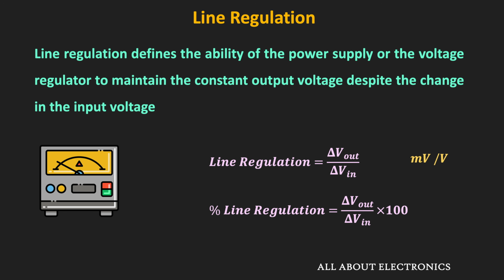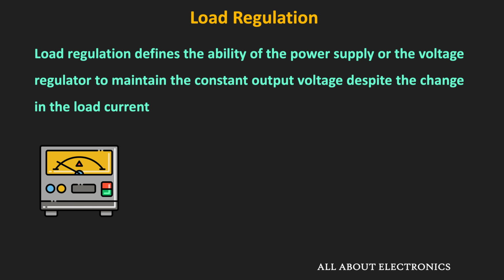Similarly, we also understood the load regulation. We have seen that load regulation shows the ability of the power supply or the voltage regulator to maintain the constant output voltage despite the change in the load current. It is defined as no load voltage minus full load voltage divided by full load voltage. And for the percentage, it is multiplied by 100.